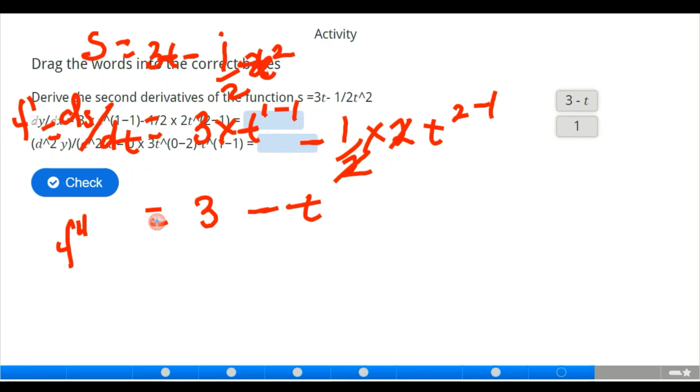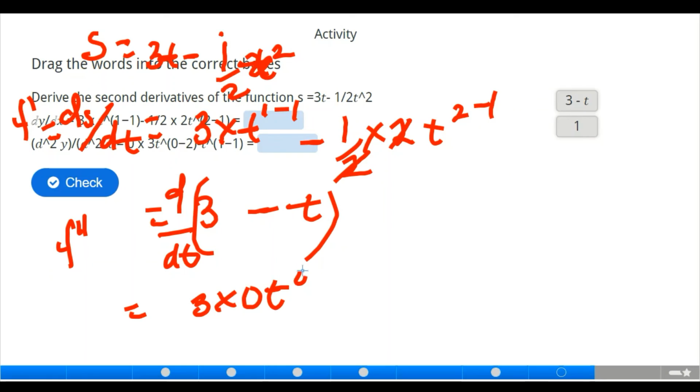So for us to get the second derivative, we are differentiating with respect to t once again. Let's differentiate this. This one will give us 3 multiplied by 0 times t^(0-1). 3 times 0 will give us 0, so 0 multiplied by all of this will give us 0. Now we have minus t^(1-1), that is t^0. 1 minus 1 is 0, and anything raised to power 0 will give us 1. So 0 minus 1 will give us minus 1, and that is the answer to the question.